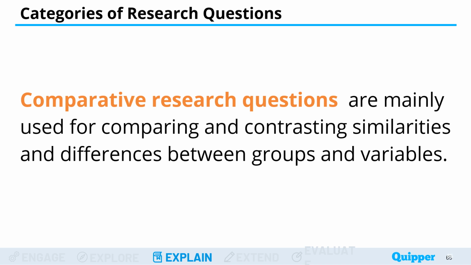Comparative research questions. These are mainly used for comparing and contrasting similarities and differences between groups and variables. So comparative questions are used when you want to examine the differences and similarities between the variables after you conducted descriptive analysis, whether there's significant difference or similarities or not at all.